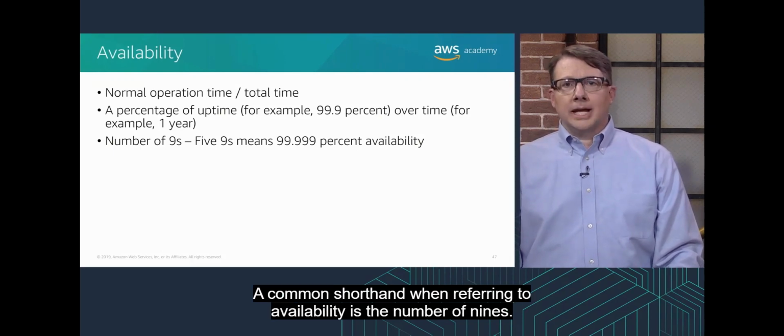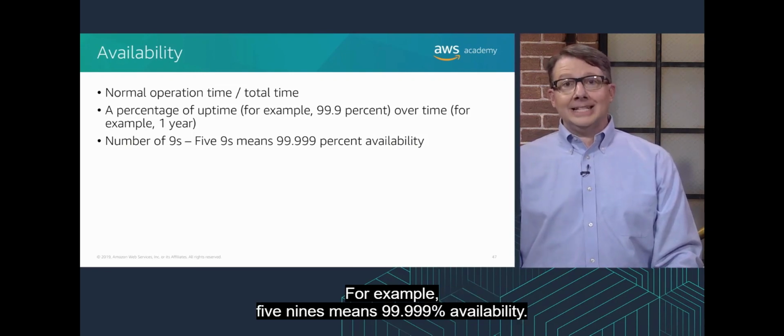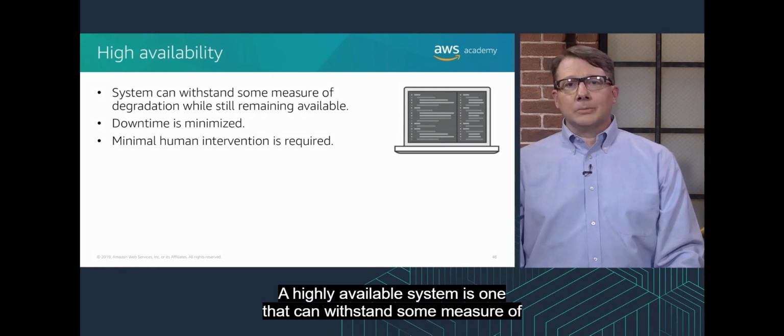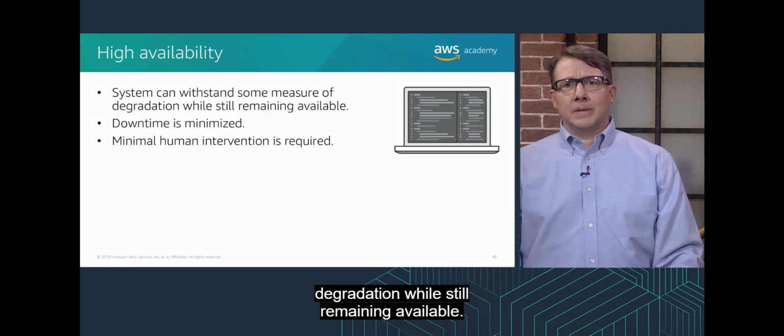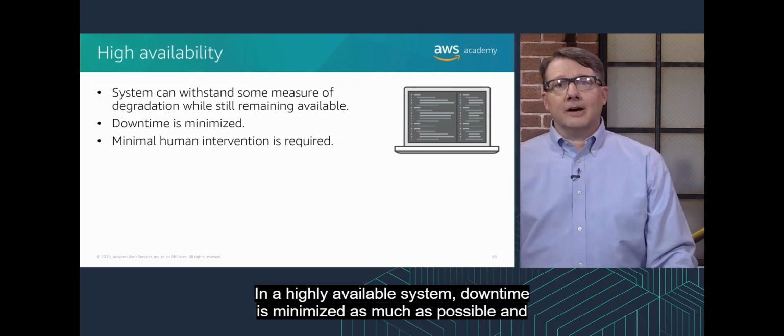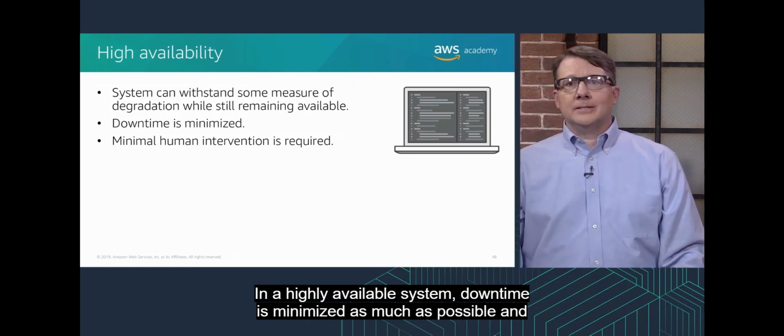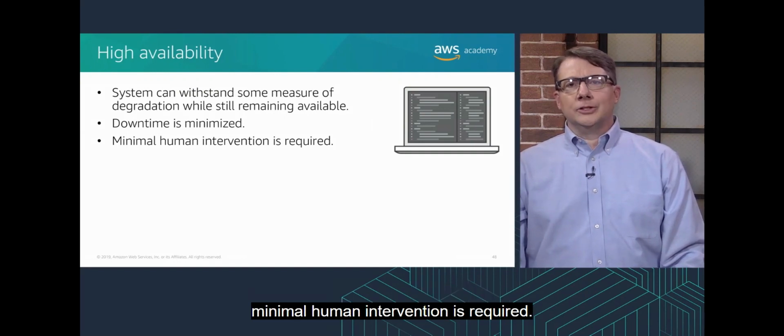A common shorthand when referring to availability is the number of nines. For example, 5 nines means 99.999% availability. A highly available system is one that can withstand some measure of degradation while still remaining available. In a highly available system, downtime is minimized as much as possible and minimal human intervention is required.